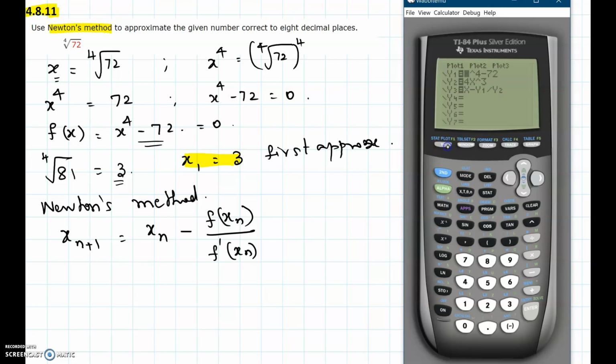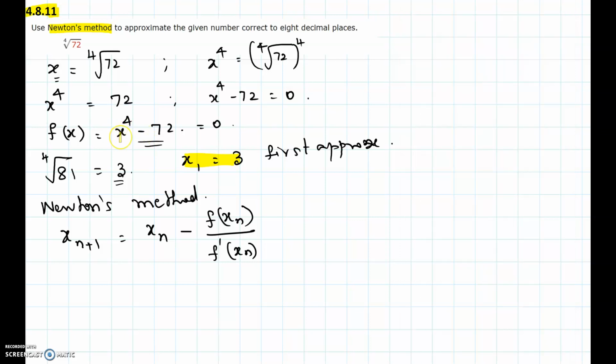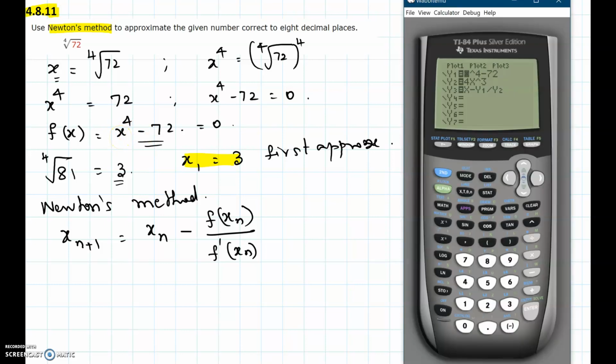So we notice that in y1, you plug in the function f of x, which is x to the power 4 minus 72. In the y2 line, you plug in its derivative, which is 4x cubed. On the third line, y3, you input the function x minus y1 over y2. y1 here stands for f of x, y2 here stands for f prime of x. Then you go to the home screen.